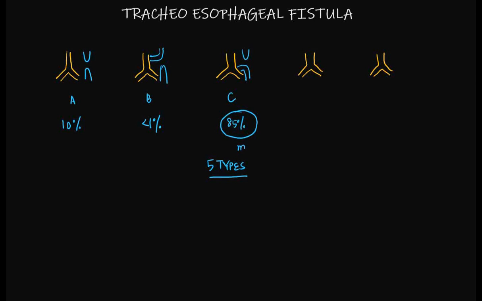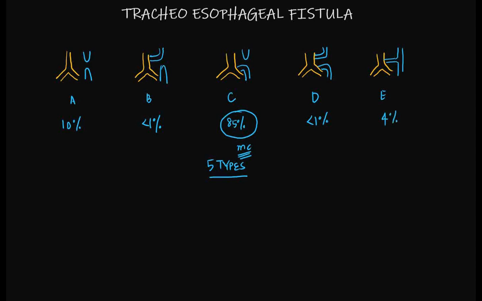And in type D, both proximal and distal portions are present with fistula. Less than 1% of the cases present as type D. In type E, which is also known as the H type, there is a single communication between the esophagus and the trachea, and the esophagus is not atretic.